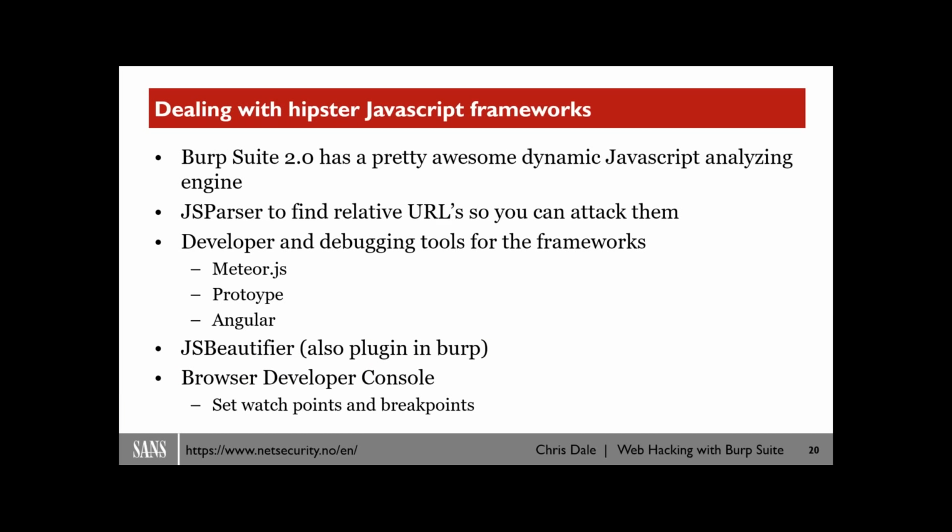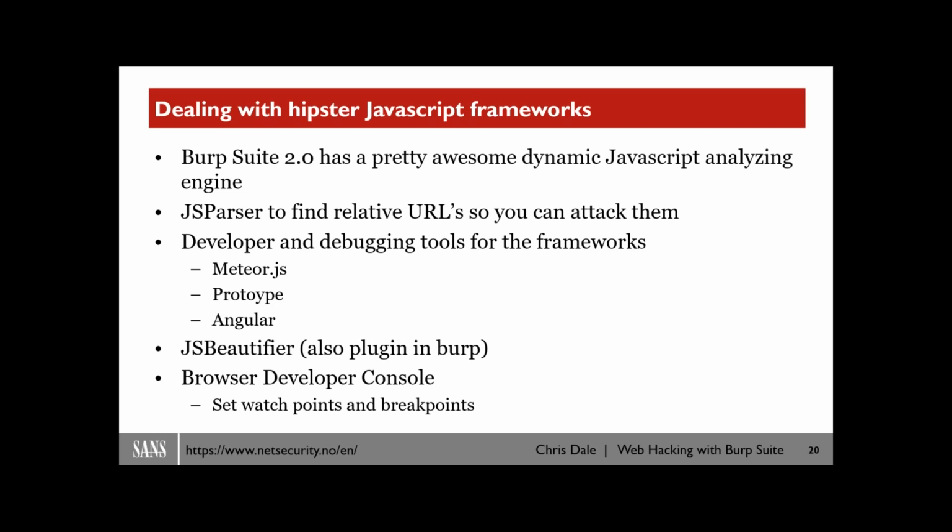So what about JavaScript frameworks? I call them hipster JavaScript frameworks because they change all the time. And oh my God, it's so frustrating with all of these complex JavaScript libraries with hundreds of thousands of lines of code. How do we test these things? Well, first off, Burp Suite 2.0 has a pretty awesome dynamic JavaScript analyzing engine. It will analyze your JavaScript and say, hey, this looks like a vulnerability. You're reading something from the DOM and it's been placed into the following JavaScript and then it's being used down here in the code. And you can find some pretty interesting vulnerabilities like that.